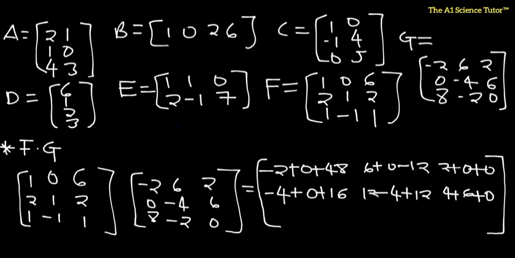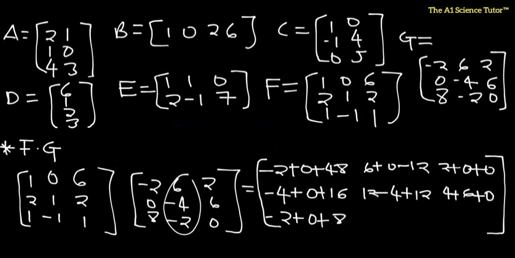Now we need to work with the last row of the first matrix. So this is going to be 1 multiplied by negative 2. So that is going to be negative 2. And then we have plus negative 1 multiplied by 0, which would give us a 0 basically. And then we have 1 multiplied by 8, so that gives us positive 8.